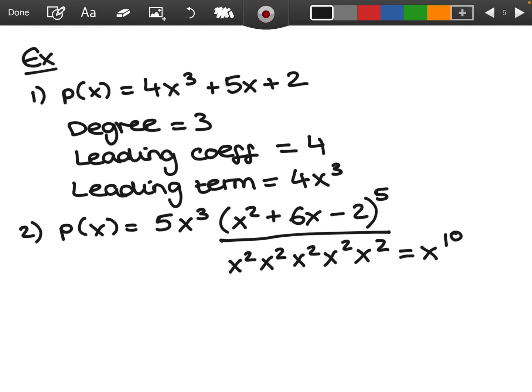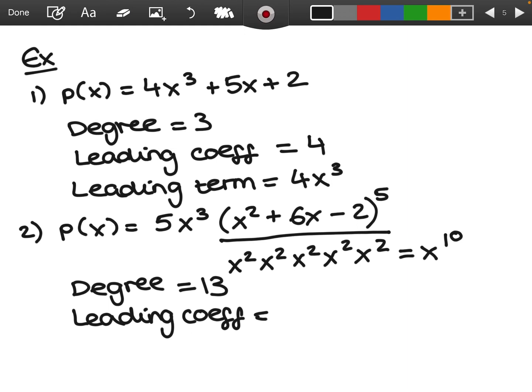And then that x to the 10 term would multiply this 5x cubed term. And again, you add the powers when you multiply. So that would give me an x to the 13 term. That is the highest power of x that I can possibly get by multiplying all of this out. Everything else would have a lower power of x. So my degree, in this case, would be 13. I get that x to the 10 term, and then I would multiply that by x cubed. That would give me an x to the 13 term.